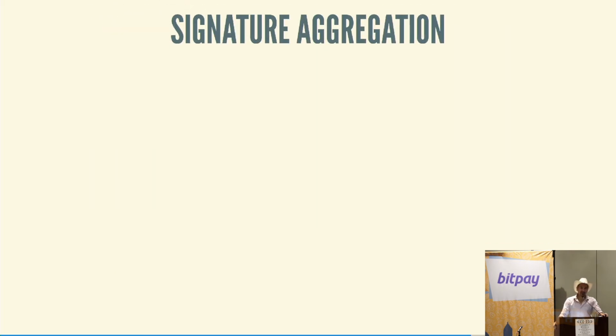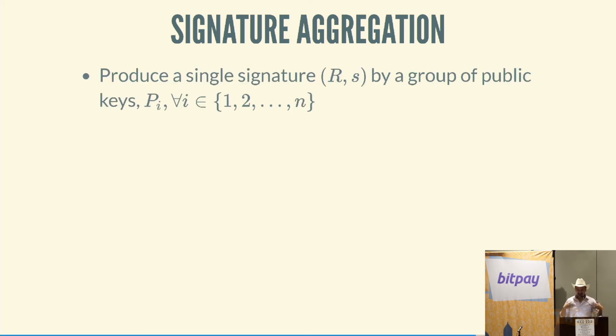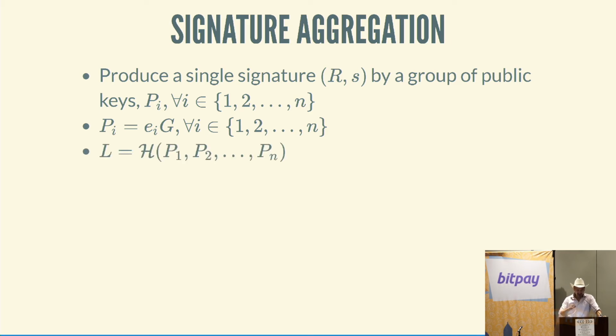The other thing that we can do is something called signature aggregation, which is the ability to produce a single signature (R, S) by a group of public keys. You can have lots of public keys, 1 through n, and they can produce a single signature that's essentially signed by all of them, right? So this is n of n. Each public key has a private key, which we denote e sub i and P sub i. And L is sort of like a commitment to this group of public keys.